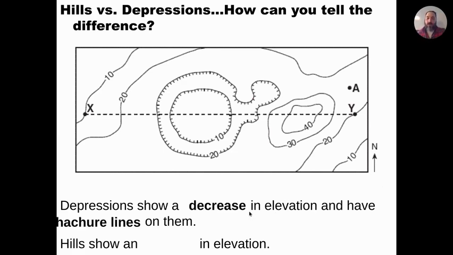So we've got hachure lines, that's these lines right here. They are a special kind of line that's going to show us where a depression is, or where the ground is actually going down on a landscape on a map. Hills are going to look like this, right? We've got these rings that we see as our hill gets narrower and narrower as we go up.